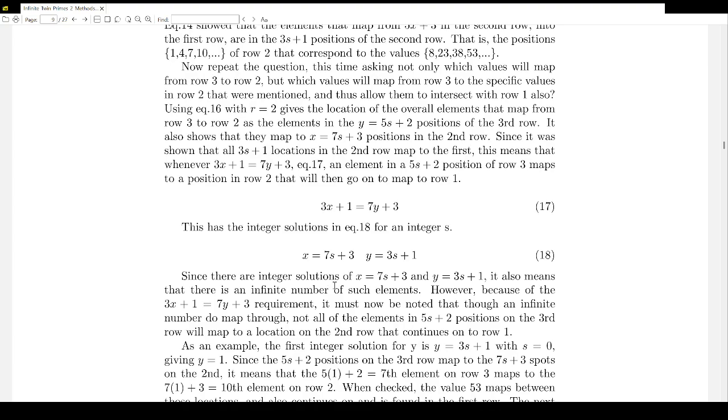So what am I saying here? Reiterating, we can generate an infinite number that do with this setup right here, but in that in-between stage, not all of those elements in the 5s plus 2 position on the third row will map to a location in the second row that continues to row 1. There are an infinite number that do, but not all of those elements do.